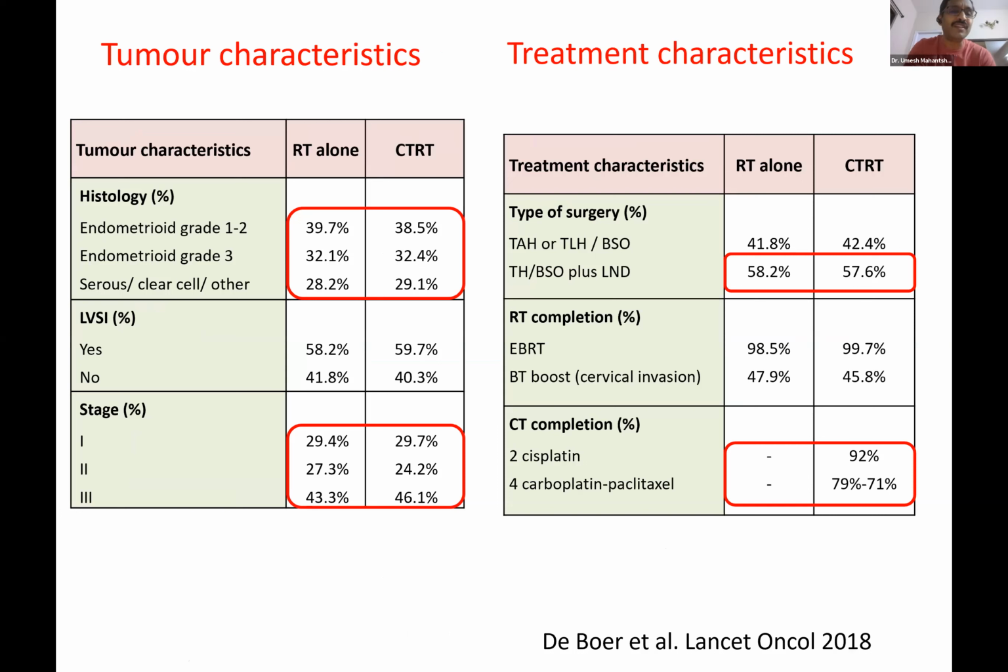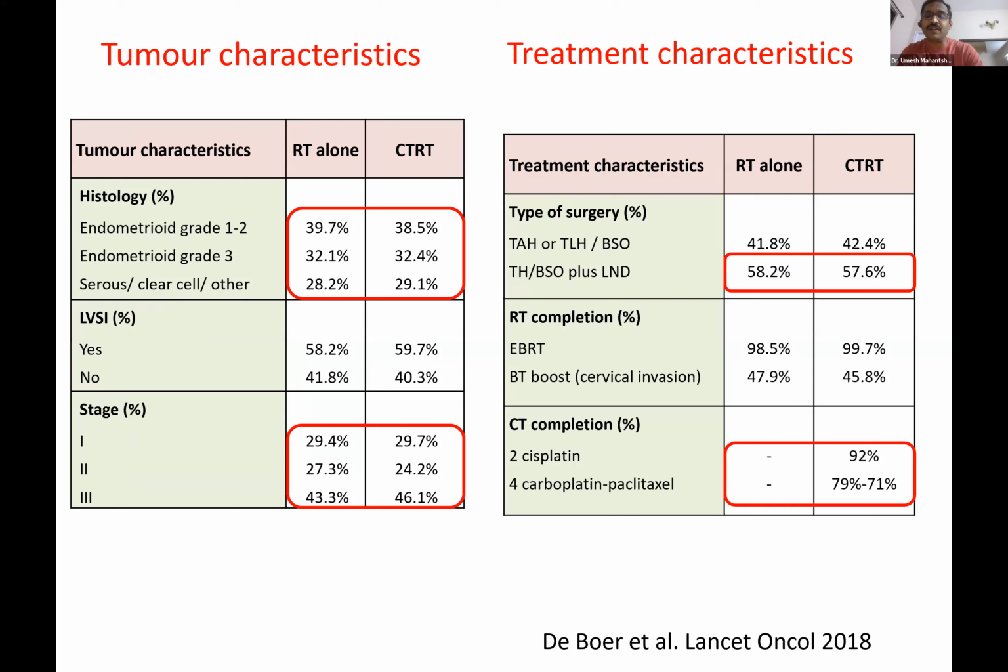This is a slide which summarizes tumor characteristics and treatment characteristics. If you carefully see the tumor characteristics, roughly 30% of the patients were grade 3, 30% were of type 2 histology. And if you see the stage 3 accounted for approximately 50%. And stage 1, stage 2 accounted for another 50%. And what is important in treatment characteristics is that roughly 60% of the patients underwent lymph node dissection and remaining 40 did not undergo lymph node dissection.